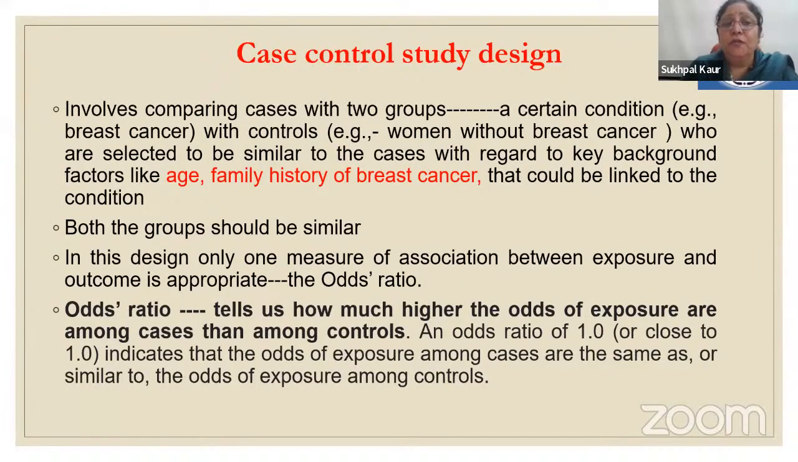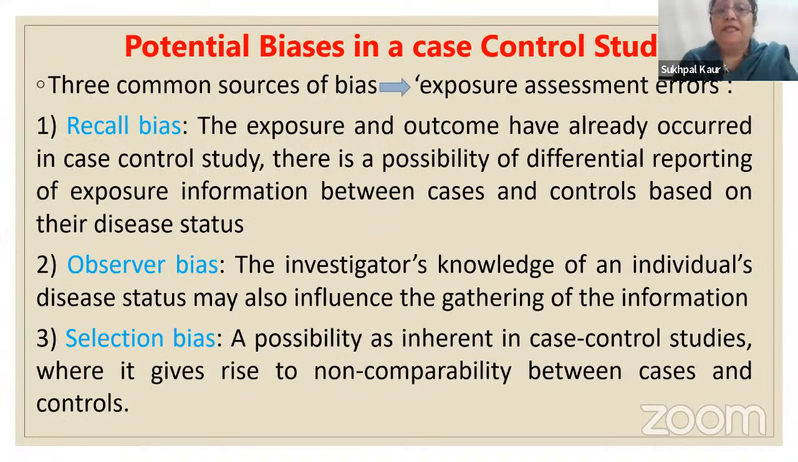What is the odds ratio? Basically, it tells us how much higher the odds of exposure are among the cases than among the controls. Usually an odds ratio of 1 or close to 1 indicates that the odds of exposure among cases are the same or similar to the odds of exposure among the controls. But there are certain potential biases in the case control study.